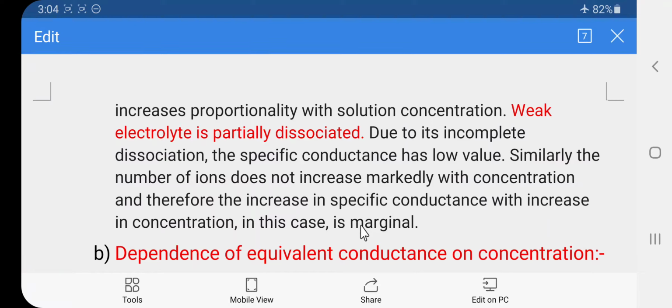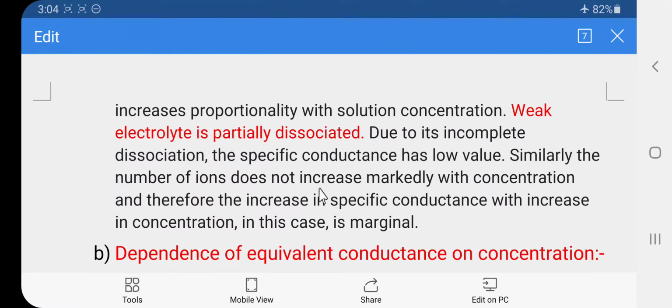So when we consider the effect of concentration on the specific conductance in the case of strong and weak electrolytes, in both cases we can say that as the concentration increases, the specific conductance value also increases. But the increase in the specific conductance in the case of a strong electrolyte is large, while in the case of a weak electrolyte the increase is not large. The increase in the case of a weak electrolyte is small due to the incomplete or partial dissociation.